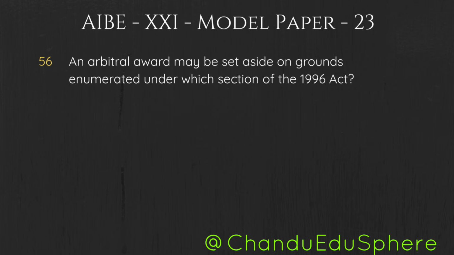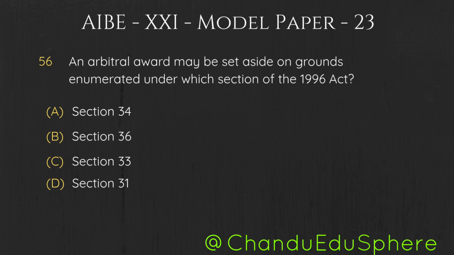An arbitral award may be set aside on grounds enumerated under which section of the 1996 Act? Section 34 of the Arbitration and Conciliation Act 1996 sets out the limited grounds and procedure for challenging and setting aside a domestic arbitral award. Section 34A is the right choice.